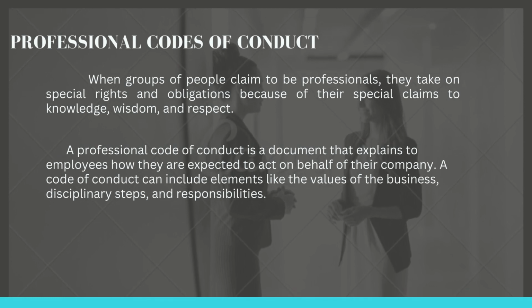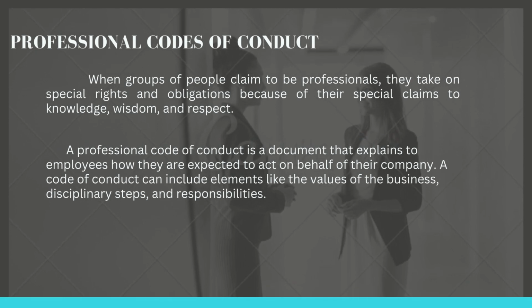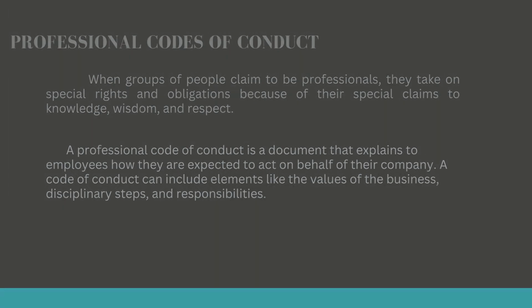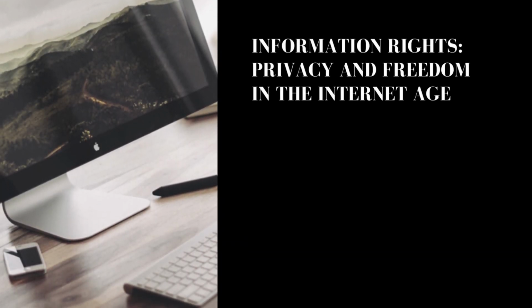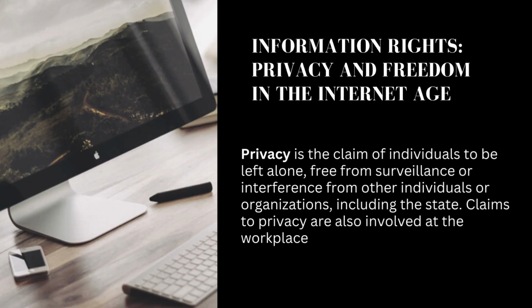The moral dimensions of information systems. In this section, we will take a closer look at the five moral dimensions of information systems. Information rights, privacy, and freedom in the internet age. Privacy is the claim of individuals to be left alone, free from surveillance or interference from other individuals or organizations, including the state. Claims to privacy are also involved in the workplace.